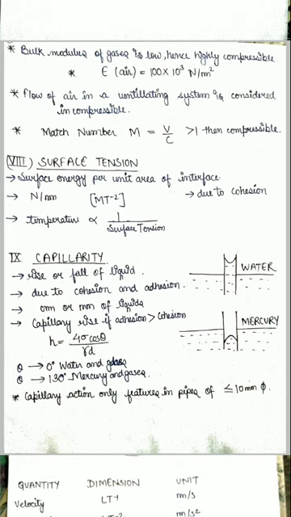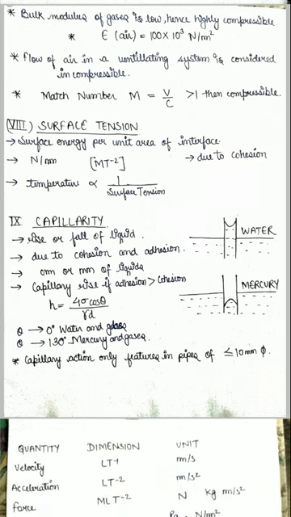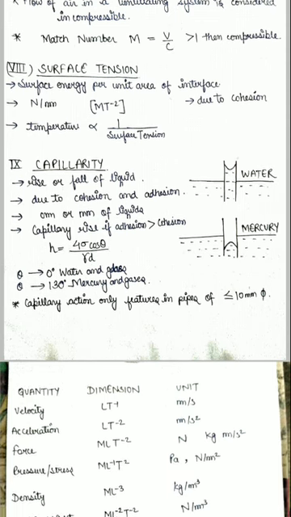Bulk modulus of gases is low, hence they are highly compressible. K of air is equal to 100 into 10 raised to 3 Newton per meter square. Flow of air in a ventilating system is considered incompressible. Mach number M equals V over C. It should be less than 1; if it is greater than 1, then it is compressible.